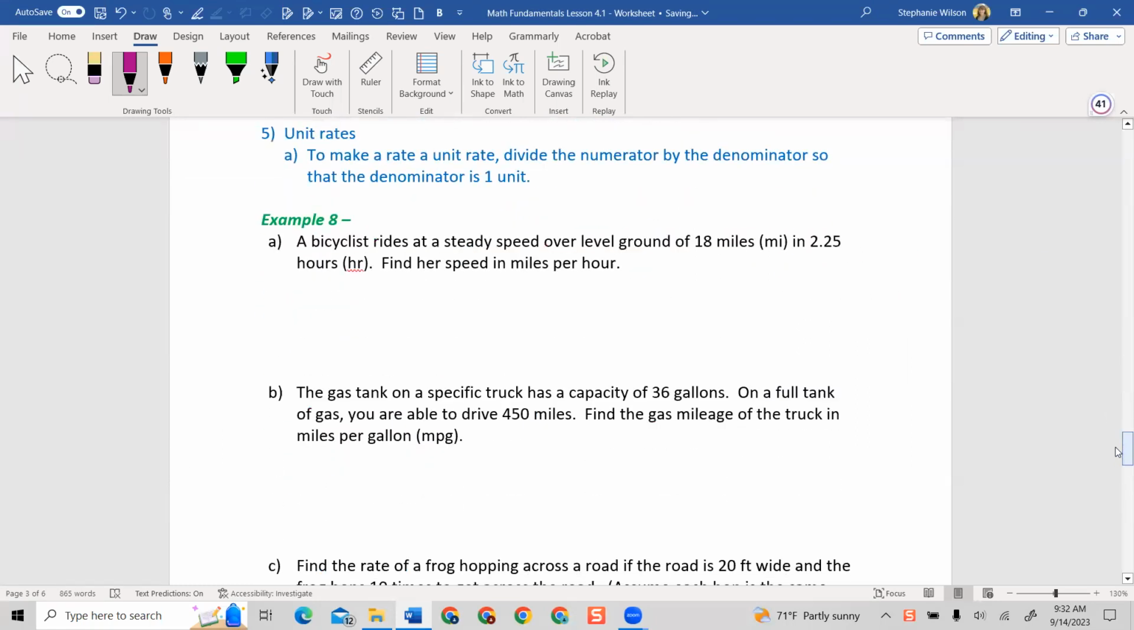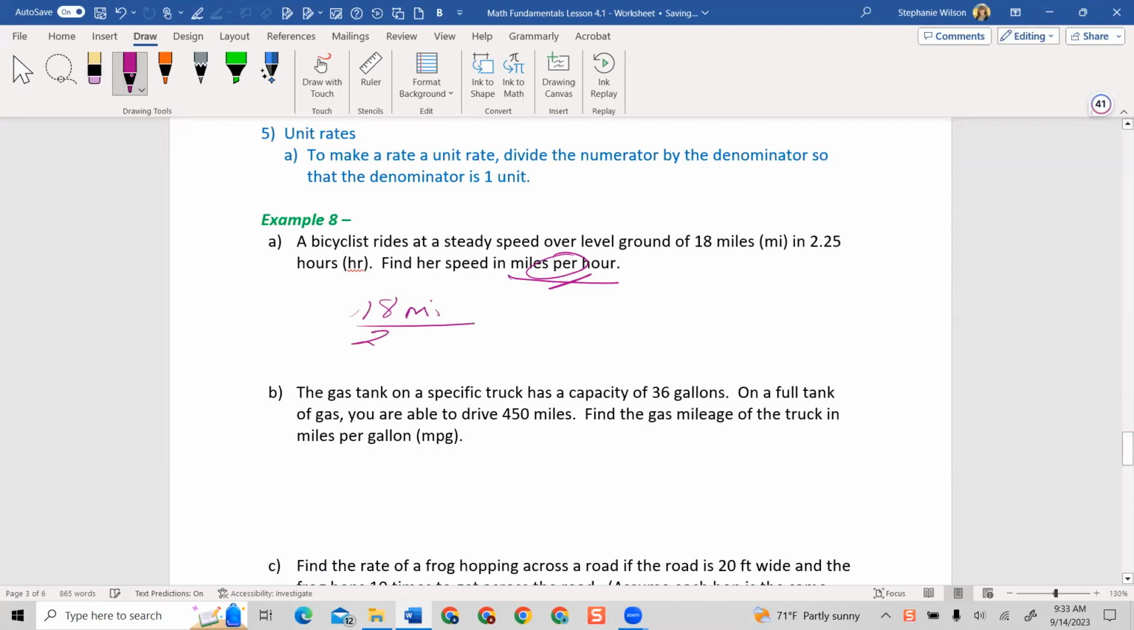All right, so on this next one here, this is to make a unit rate. We're going to divide the numerator by the denominator so that the denominator is 1 unit. This one says a bicycle rides at a steady speed over level ground of 18 miles in 2.25 hours. Find her speed in miles per hour. So it says miles per hour. Per is telling me that's the division line. So I got 18 miles over, and the abbreviation is MI for miles.